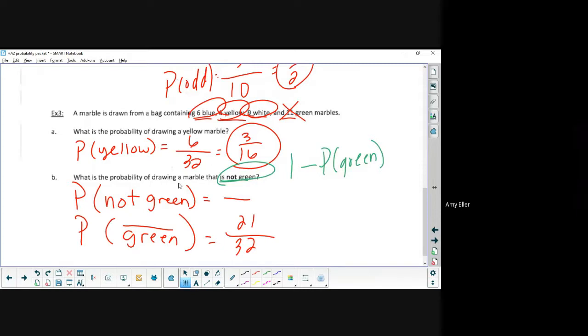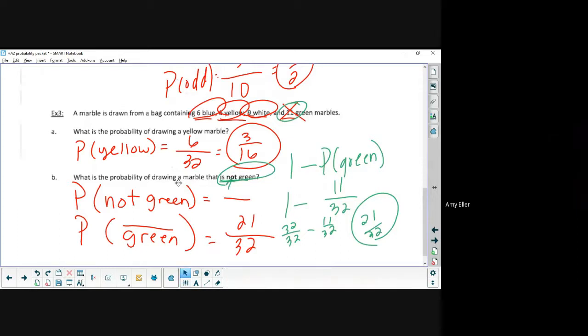So the probability of it being green is 11 over 32. If you type in 1 minus 11 over 32, or 1 is 32 over 32, you get the same thing. You can always do this for when it says not. Like the probability that it's going to rain versus the probability it's not going to rain. They're going to add up to 1 every time.